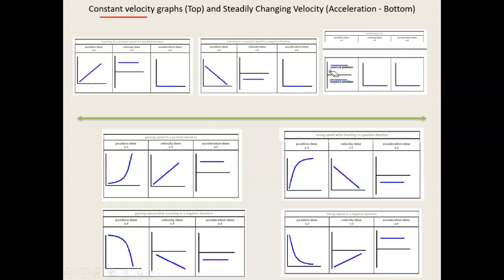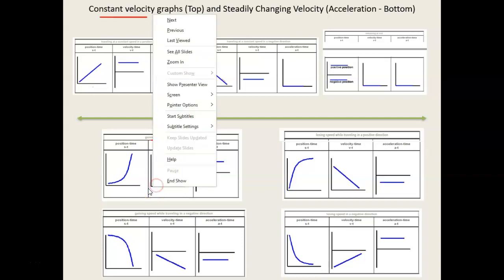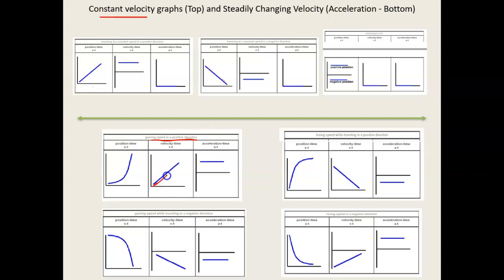Okay? Now, what's the alternative? Well, we said the alternative is we have a changing speed, whether increasing or decreasing. So let's just describe the things you might see. Gaining speed in a positive direction. Well, I start off and I pick up speed, I increase speed, I get steadily faster and faster and faster. So we would see, as we said, that linear change in our velocity.